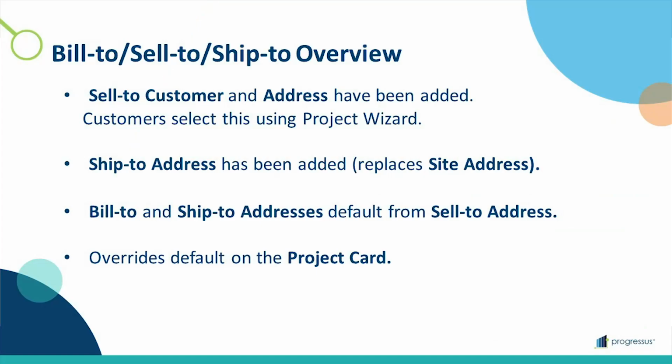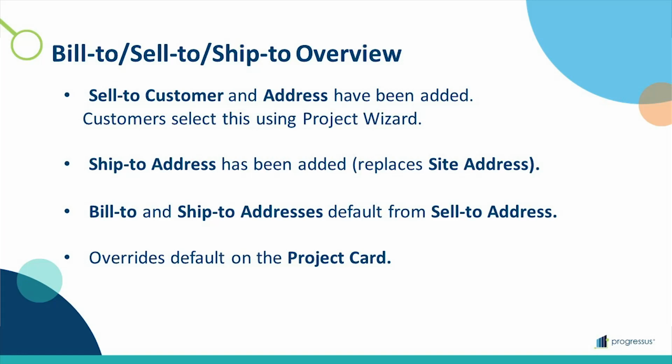At a high level, the customer sell-to and ship-to address have been added to the project card. Previously, the Bill-To address was available, and we didn't have any additional addresses. The sell-to address is the main driver of the customer, and that's what you choose during the project wizard. The ship-to address is on the project wizard and will replace the site address for feeding to the ship-to address on the sales invoice. Both the Bill-To and the ship-to address default based on the sell-to customer, but you can override on the project card.